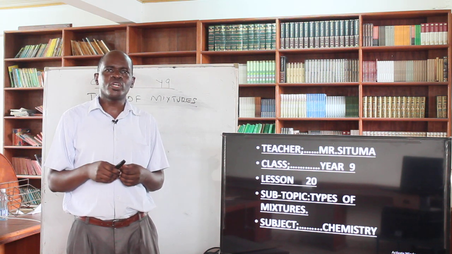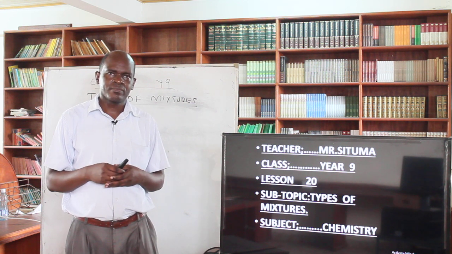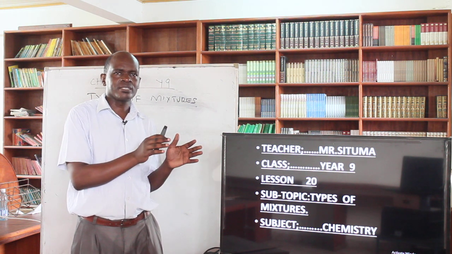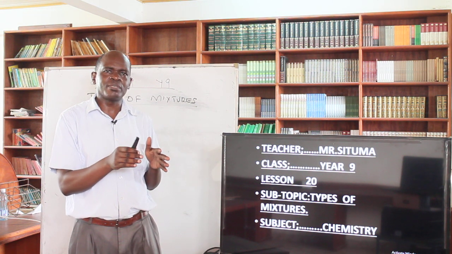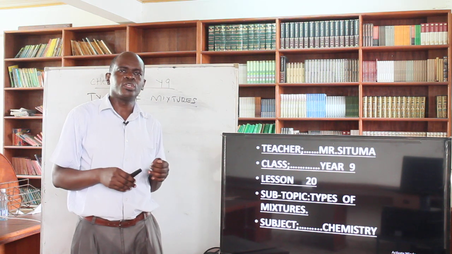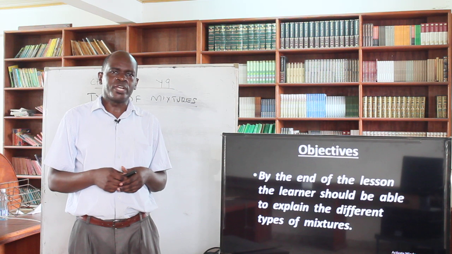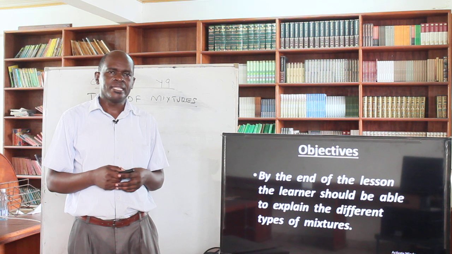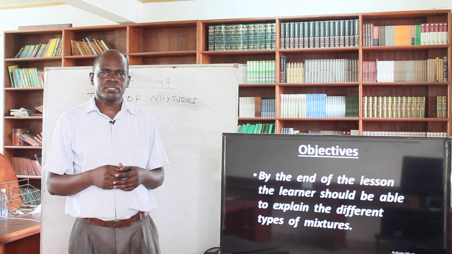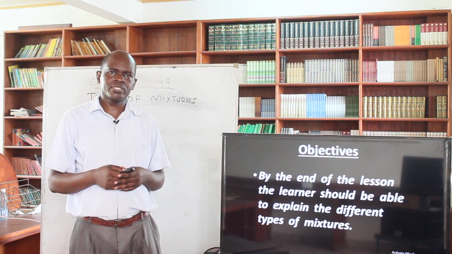So today we are going to specifically look at the different types of mixtures, because we only looked at the atmosphere not in line with it as a mixture, but in line with the composition. But now we want to look at the different types of mixtures. The objective of our lesson is that at the end of the lesson we should be able to explain the different types of mixtures, giving examples in each particular case.